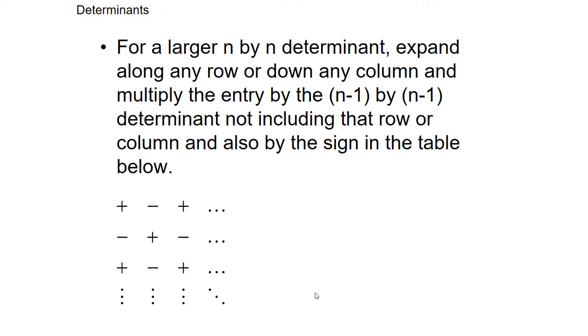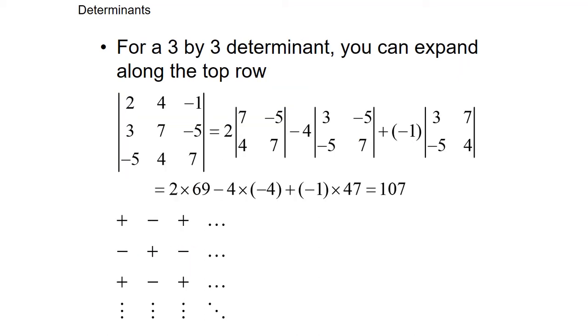If we want to work out a determinant of a larger matrix, 3 by 3, 4 by 4, or larger, we would expand along any row or down any column, multiplying the entry that we come across by the n-1 by n-1 determinant, not including that row or column, and also multiplied by the sign that we see in the table here, starting with a plus in the top left, and then alternately negative and positive going down or going across. Okay, what do we mean by this?